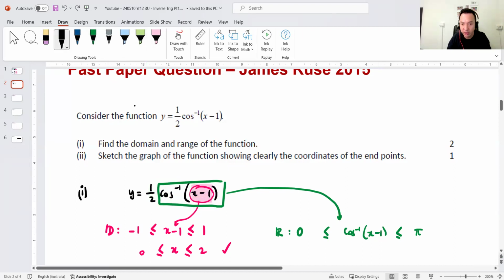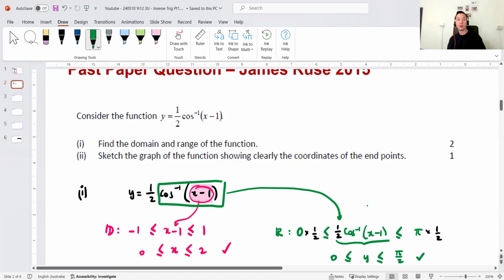So what I'm going to do is introduce a half. I'm going to multiply that by half, times everything by half. Because the moment you times it by half, guys, this thing here becomes y, because that looks like my original y, and then 0 times half is 0. Pi times half is pi on 2. Guys, I now have my range. By making this look exactly the same as this, it becomes y.